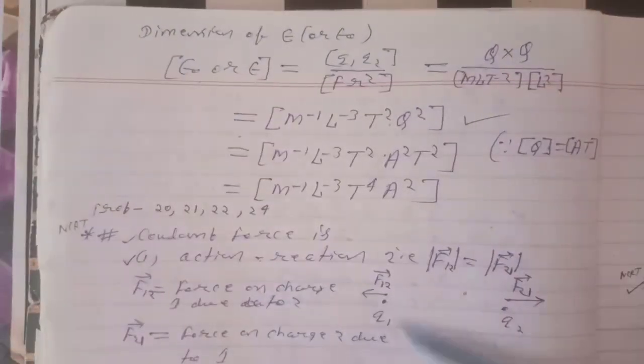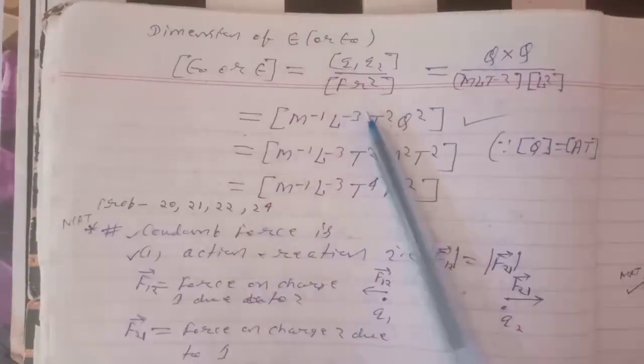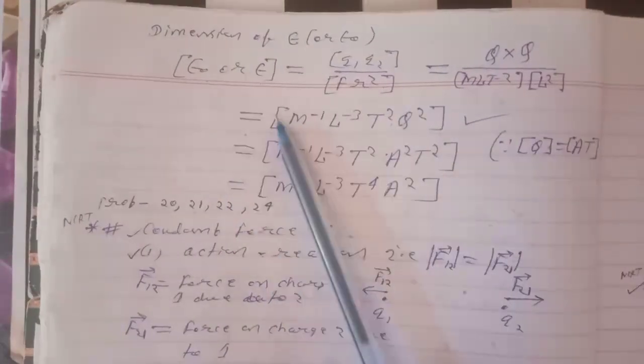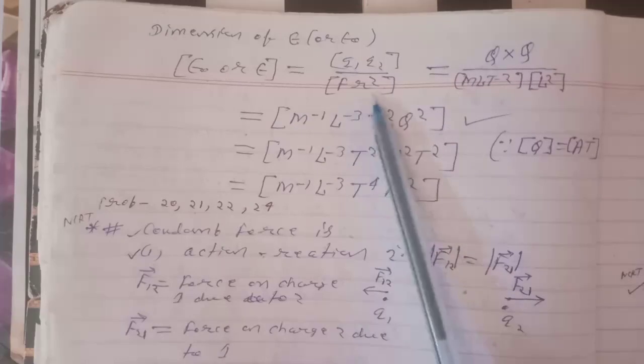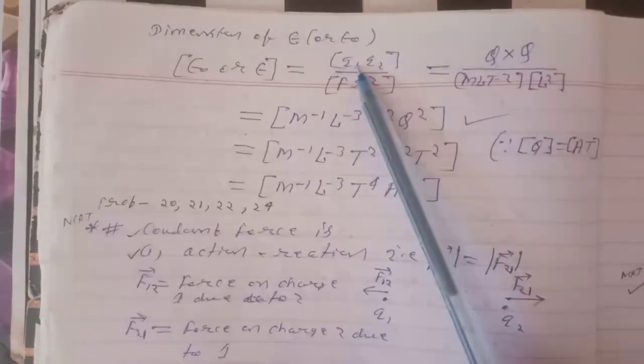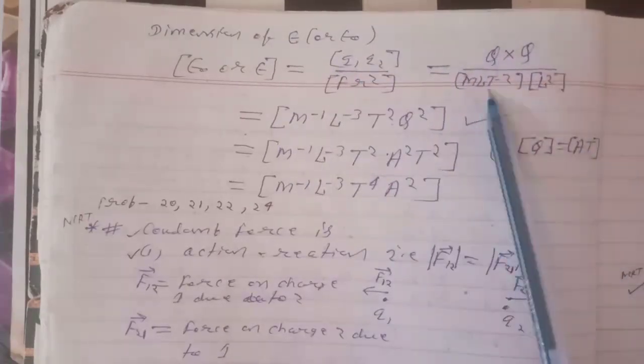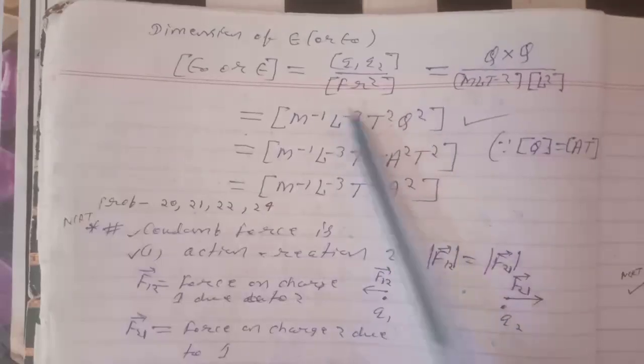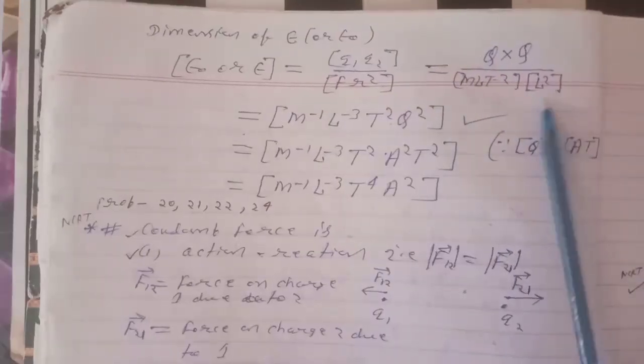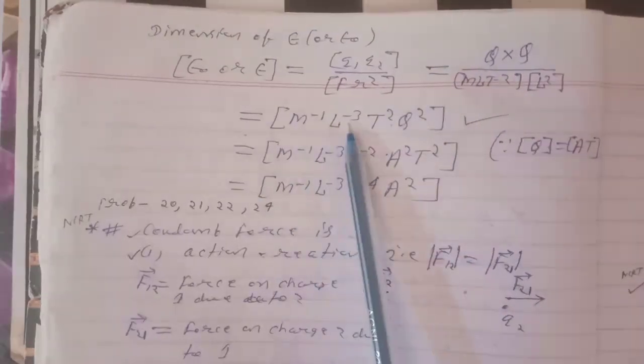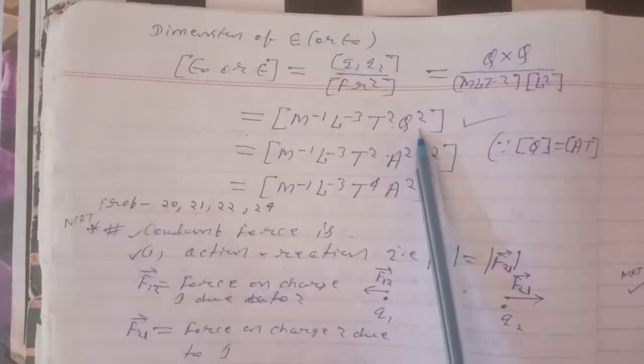Now the dimension of epsilon or epsilon naught. Epsilon naught or epsilon equals q1 q2 by F r square dimensionally. So the dimension is q into q by M L T minus 2, the dimension of force, and r square is L square. So we get M minus 1 L minus 3 T square Q square.